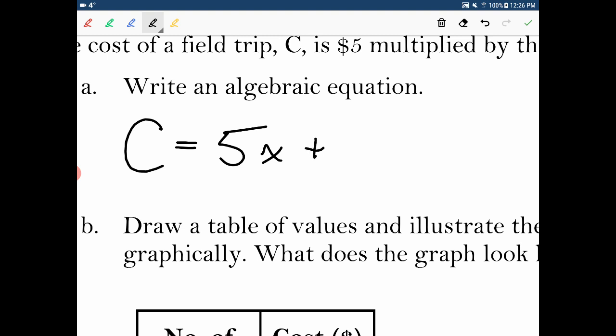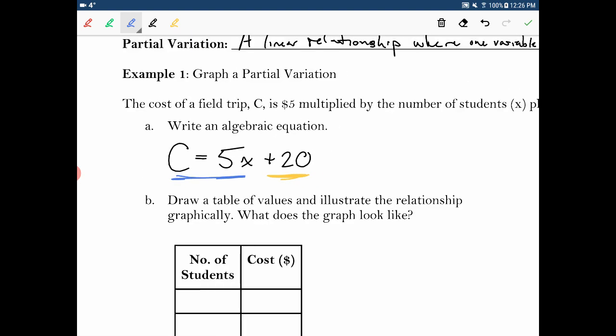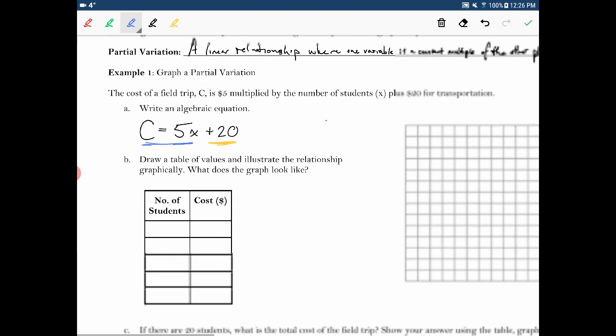But then we have to add this 20, okay? And this right here, this plus 20 is what makes this partial variation. If it was direct variation, it could still have this part, but it wouldn't have that plus 20. That plus 20 makes it partial variation.